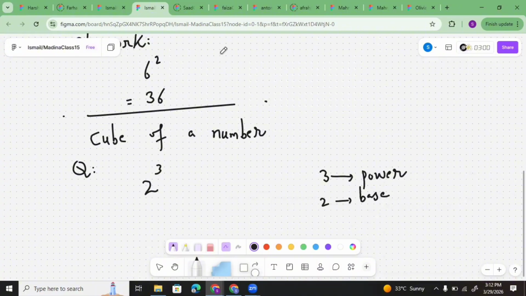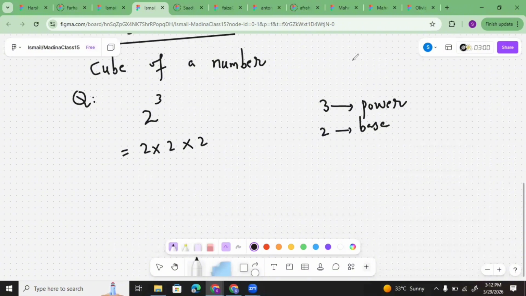You can see the power is 3, so you need to write the base 3 times and multiply with each other. You know that 2 2s are 4, and after getting the 4, we need to multiply 4 with 2, and we will get 8. Is it clear or not? Yes. Similarly, now let's change the question.